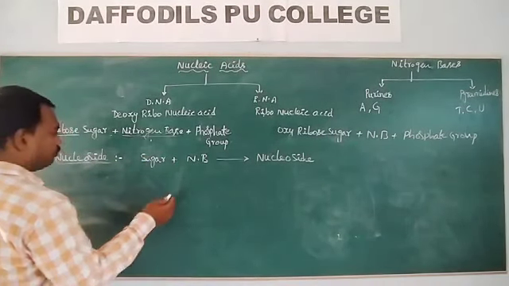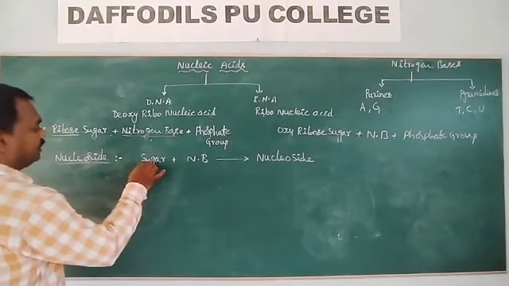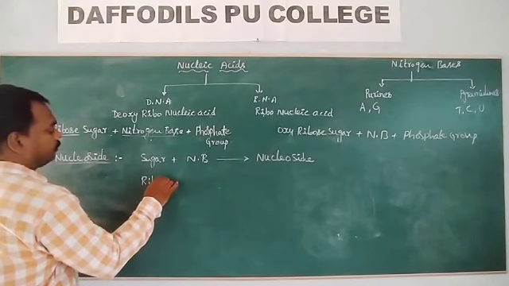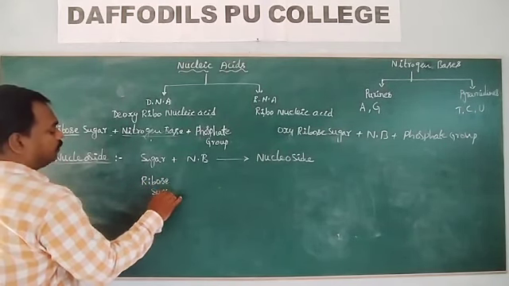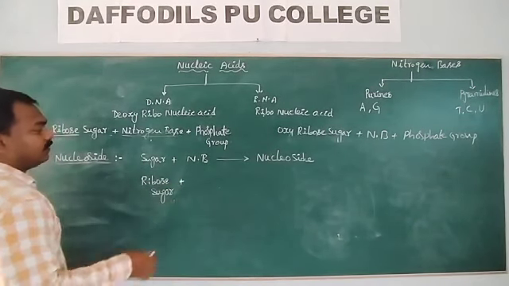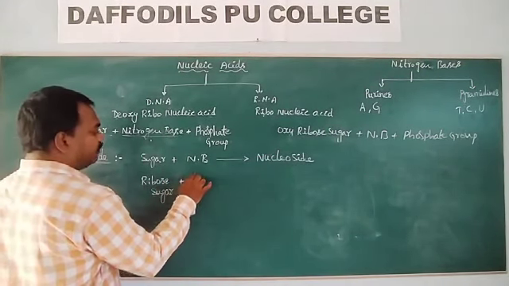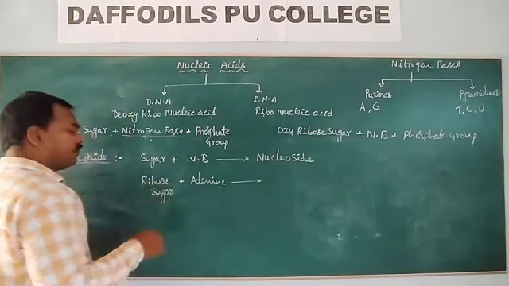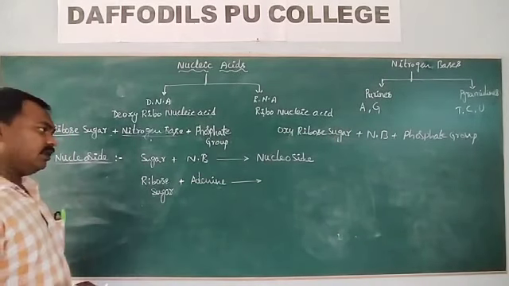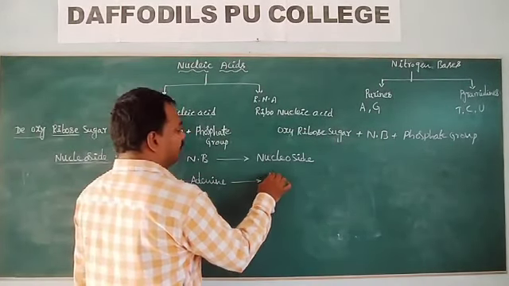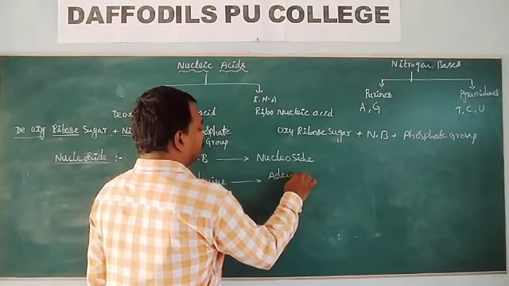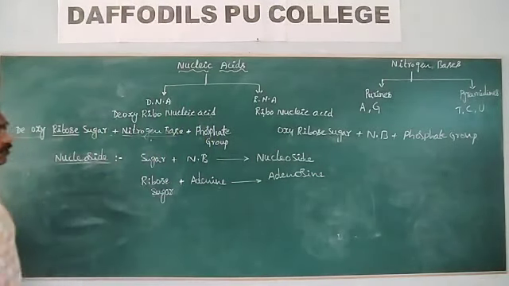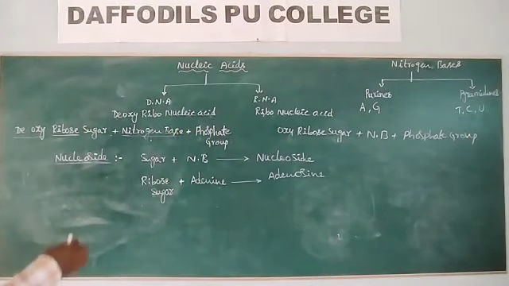Now I am going to tell you some nucleosides. Here the sugar is ribose sugar. The nitrogen base is adenine. If ribose sugar is bonded with adenine, the nucleoside is known as adenosine.